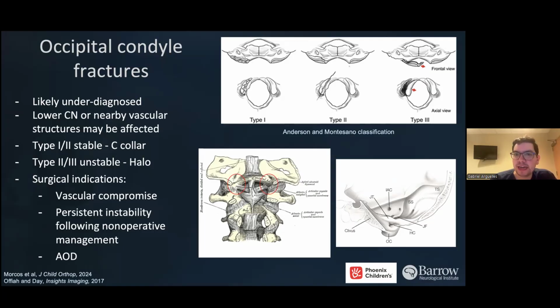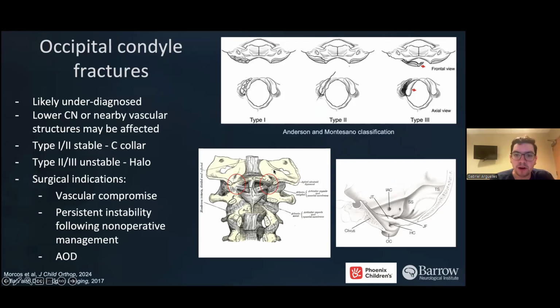And this one, I think it's nice to go over the Anderson and Montesano classification of these condyle fractures. So type 1 on the left is just going to be what's termed the impacted type, just involving the condyle itself without much displacement. Type 2 is the basilar skull type, where the fracture is actually extending into the condyle from the base of the skull. And then type 3 is the avulsion type, where you see this condyle kind of avulse from the base of the skull.